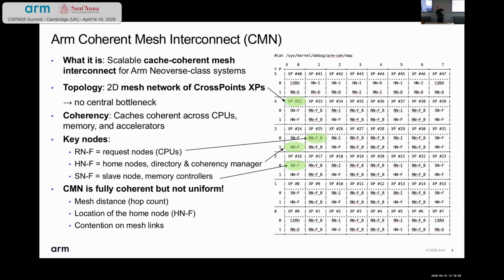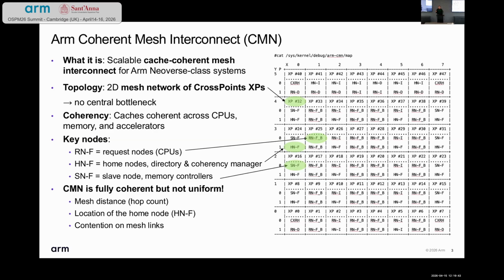So I just want to explain a little bit what this mesh is. Like you see an example here. So this is like an 8x8 matrix. You have these cross points. You essentially have a 2D mesh network of cross points. There's no central bottleneck, right? Coherency is the caches are coherent across all CPUs. You have the request nodes, which are the CPUs. You can see an example here. You have the home nodes where the directory and coherence manager sits, and also the caches, the HNFs, and you have slave nodes, right, where the memory controllers are.